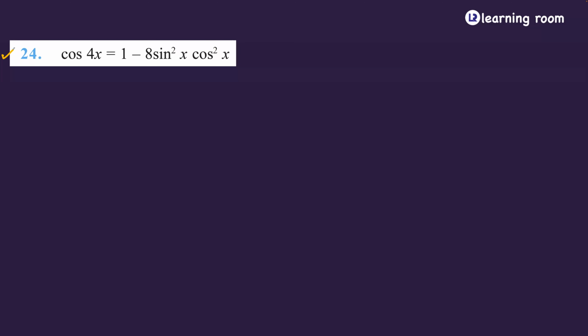So the question is cos 4x is equal to 1 minus 8 sin square x into cos square x. So here what we will do is we will write cos 4x as cos of 2 times 2x, right? So here you'll write it as cos of 2 times 2x. If I take the 2x to be theta, then what is the formula for cos 2 theta? It is cos square theta minus sin square theta.